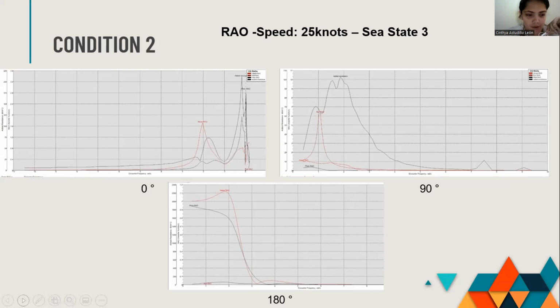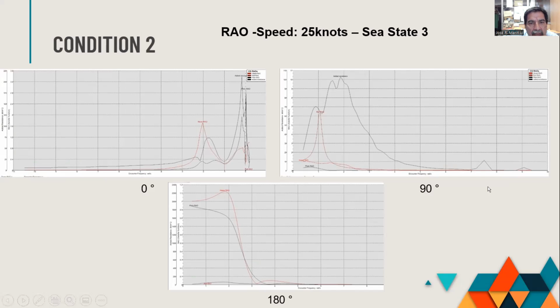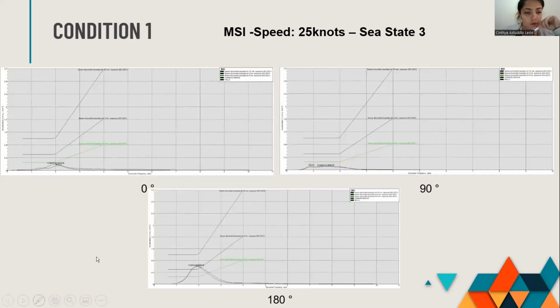Okay, finally, we analyze the MSI, that is the motion sickness index, that evaluates the comfort of the passenger movement. These values are according to the ISO, and we can see that at 0 and 90 degrees the passengers don't have discomfort, but at 180 degrees they have a little bit.